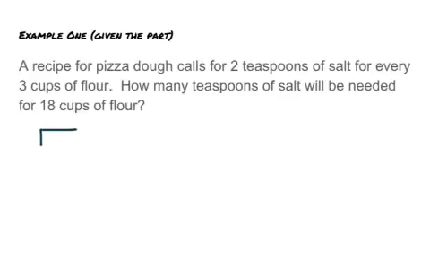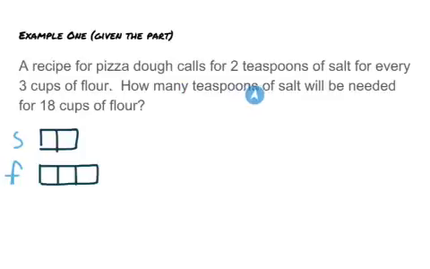Let's just draw 2 teaspoons of salt would be represented by that diagram, and then 3 cups of flour could be represented by that diagram. If you just want to remember, you might want to identify that this is our salt and this one is our flour. Okay, now in our example, it says that if you know this ratio, then how many teaspoons of salt will be needed for 18 cups of flour?